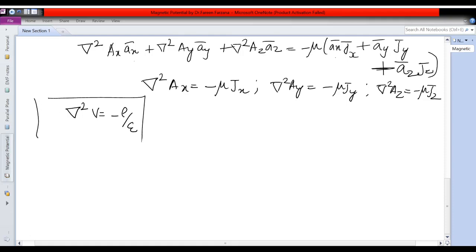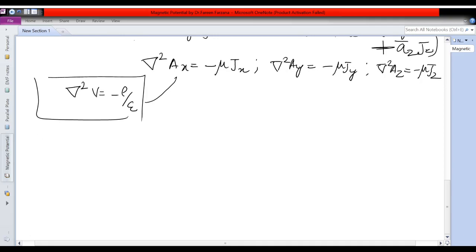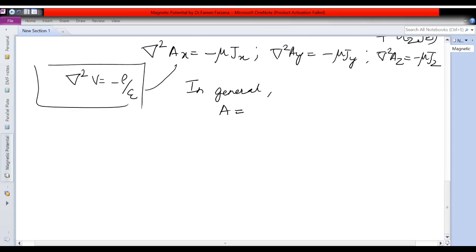Hope you remember this. So when you compare these equations, you can see there is a similarity. This is the form of Poisson's equation. Now I am going to express this A vector. So in general, magnetic vector potential A can be expressed as A is equal to mu divided by 4 pi integral of J divided by R into dV.